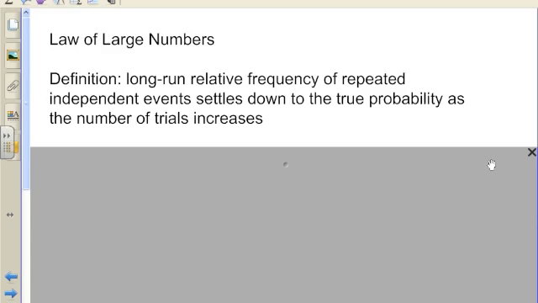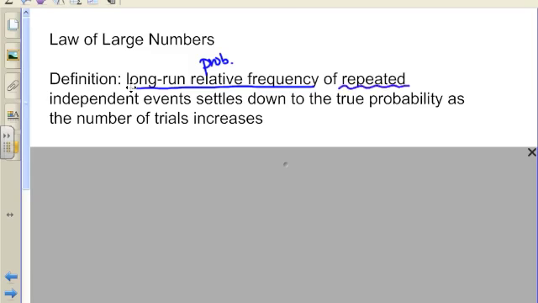The definition says the long-run relative frequency. Remember, long-run relative frequency is just your probability. Okay, we've seen that before. So our probability of repeated independent events. Independent events, we saw, are events where one outcome does not affect another. The most common example we talk about is flipping a coin. Flipping it one time doesn't change the probability for the next coin flip. And repeated, we're going to do it lots of times.